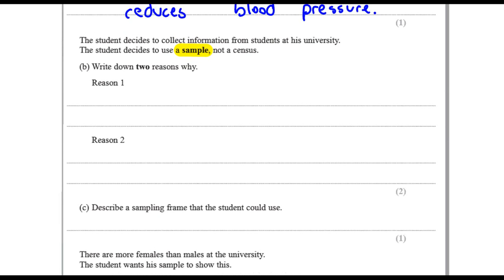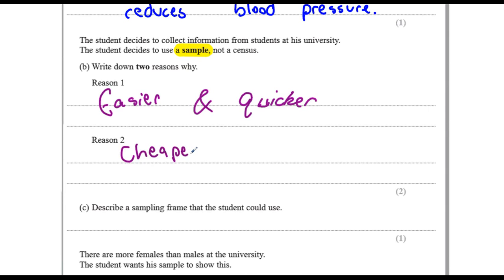So, 2 reasons why it's better to ask not everyone than it is to ask everybody. Okay, well, one reason would be that it's easier to do, isn't it? It's easier and quicker. Another reason might be that it's more convenient, less data to analyse, more cost effective, lots of different reasons. Okay, it's cheaper to just ask less people than it is to go and ask everybody if you had to produce questionnaires and things to ask.